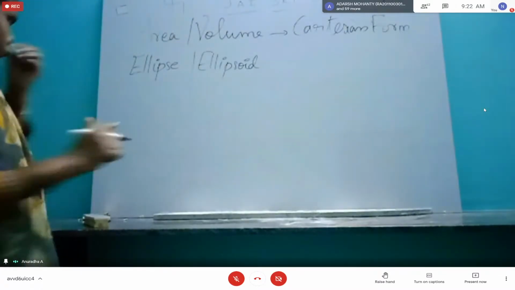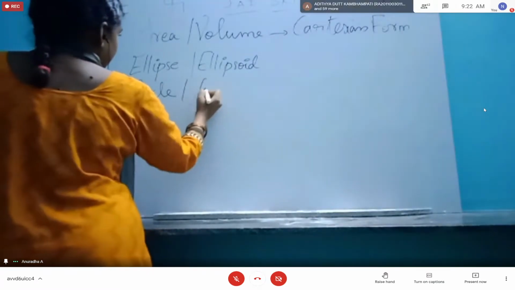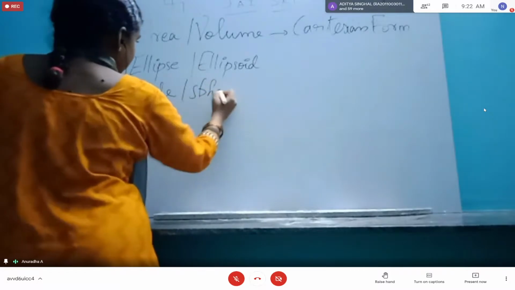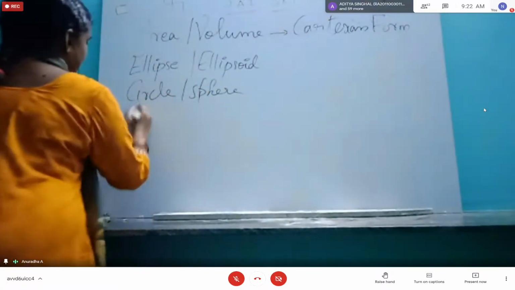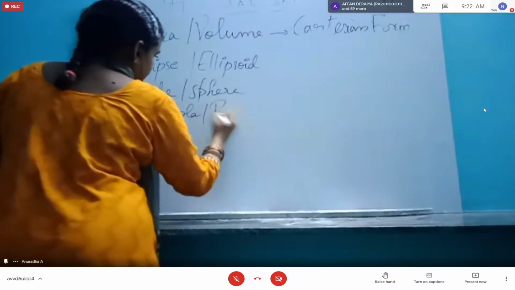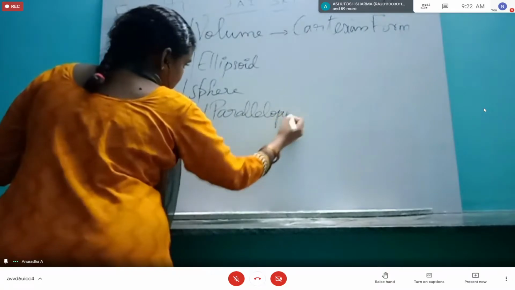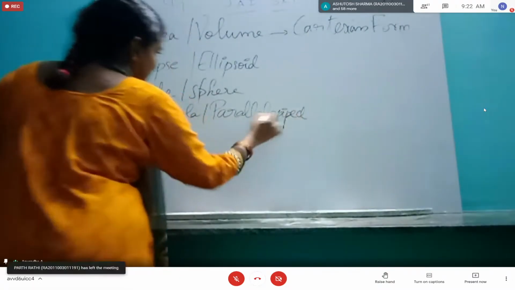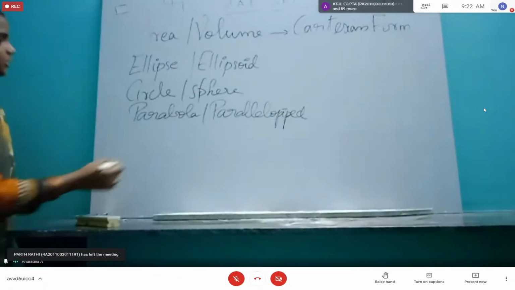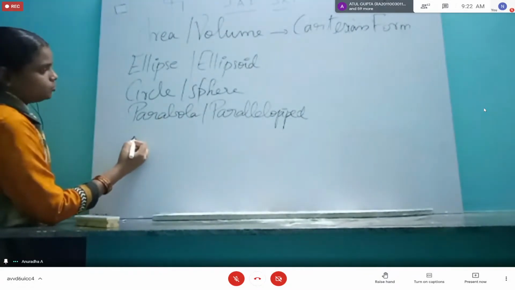So for that we have to know this, then circle, sphere, then parabola, parallelepiped. I shouldn't have written parallelepiped here. Actually, it comes with a cuboid here. Cuboid and parallelepiped. And then what else is there?